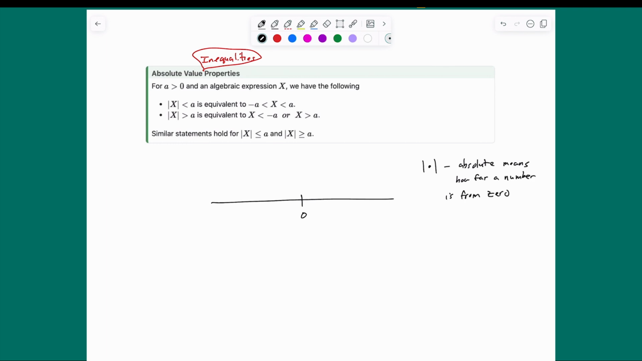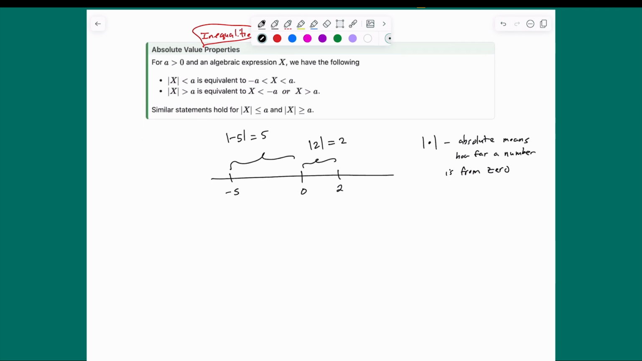And so for instance, if this is say 2 here, then the distance here can be represented as absolute value of 2. Of course, that just means it's 2. However, a number over here, say -5, would have a distance of absolute value -5, but really it's 5. That's how far. It's 5 units away from 0. Okay, and so that's what absolute value means. It means how far a number is from 0.